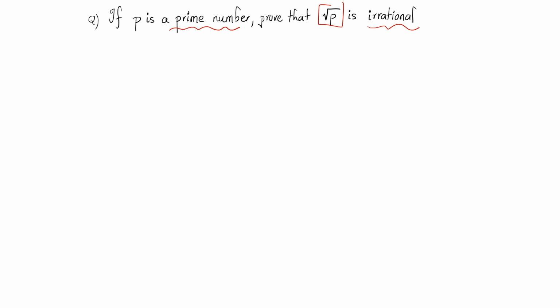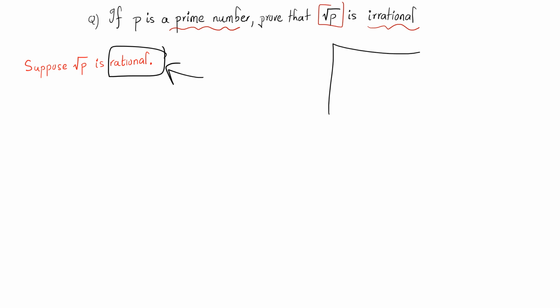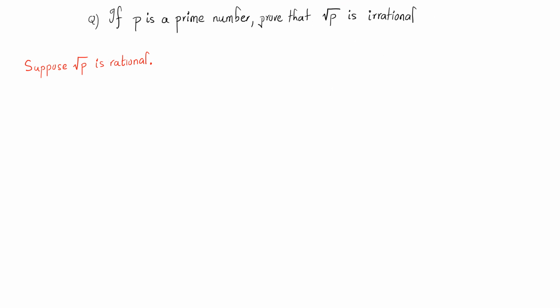So we're going to assume the opposite. Suppose, let us say, that root P is rational. So we are assuming the opposite. We have to prove that root P is irrational, but now we are assuming that suppose root P is rational. What could go wrong after all if we assume that root P is rational? So if root P is rational, that would mean that root P can be written in the format A by B, where A and B are integers.